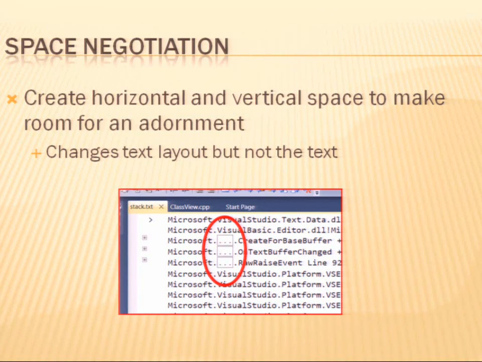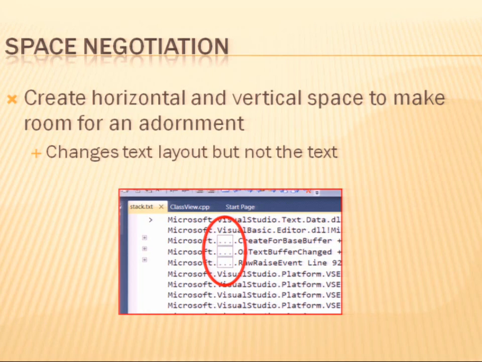Another thing that comes up a lot when you're trying to put pictures on the screen is finding a place to put them. And so we provided this facility called space negotiation to allow you to do that. And effectively, the idea is to create white space in the text view for you to put your graphics without actually modifying the text so that processors processing the text aren't affected.